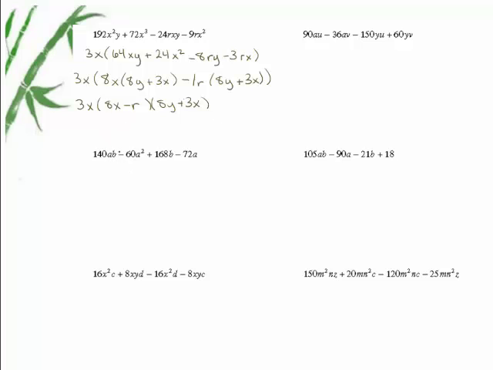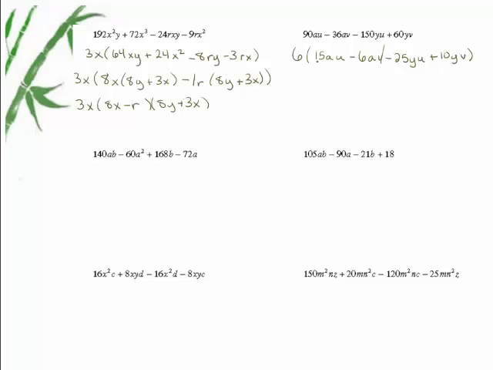From 90, 36, 150, and 60, I believe I can take out a 6. They don't have any letters in common for all four of them. Okay, 90 divided by 6 is 15. 36 divided by 6 is 6. 150 divided by 6 is 25. And 60 divided by 6 is 10.